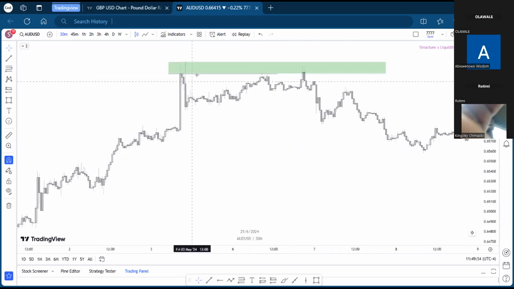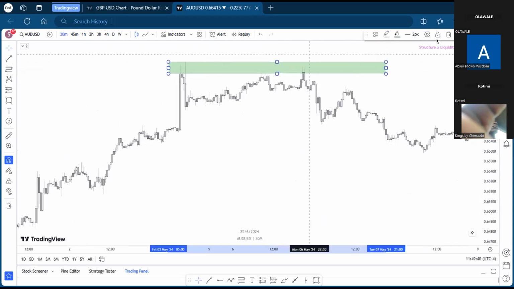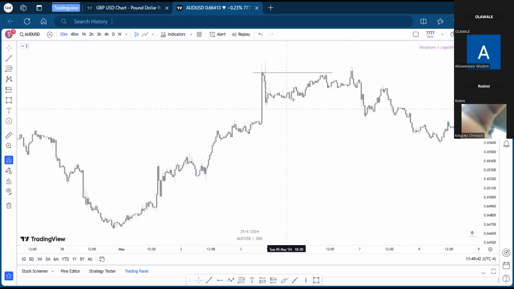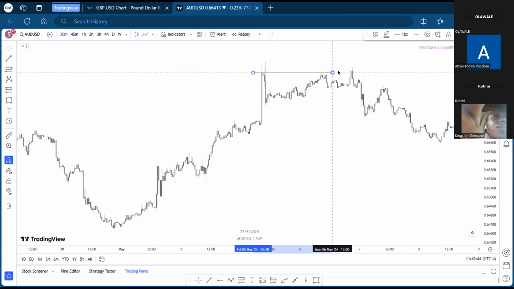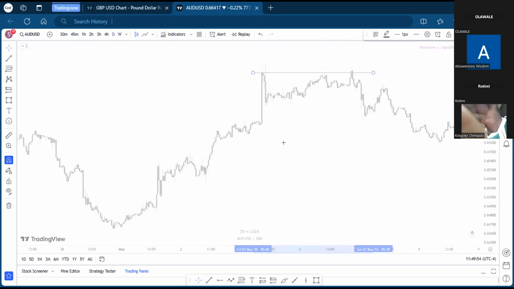So you can see on the 4 hours and every other higher time frame, where price actually reacted from was a wick. But when you come to the 30 minutes time frame, you'll see that it was more like an A-shaped key level, right? So what price actually came to do is take out this particular liquidity, and price just continued to move to the downside.